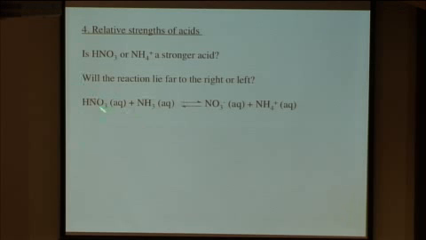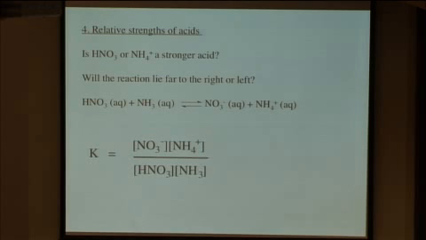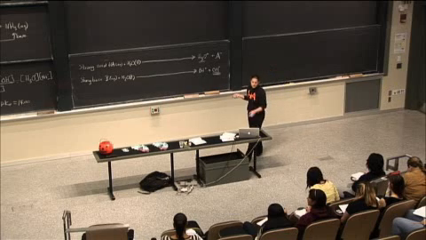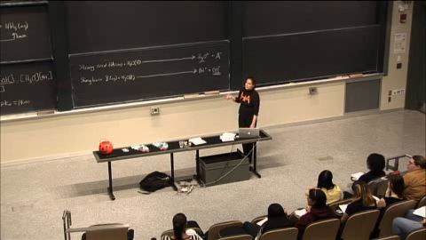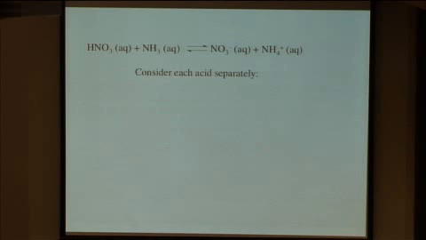If this acid is stronger, then it should drive the reaction this way. If the acid on the other side is stronger, then you would expect to drive the reaction the other way. So we can take a look at that. We can consider the K for the overall reaction, again just products over reactants. And we can also consider the reaction for each acid alone in water, so we can consider it separately as well.